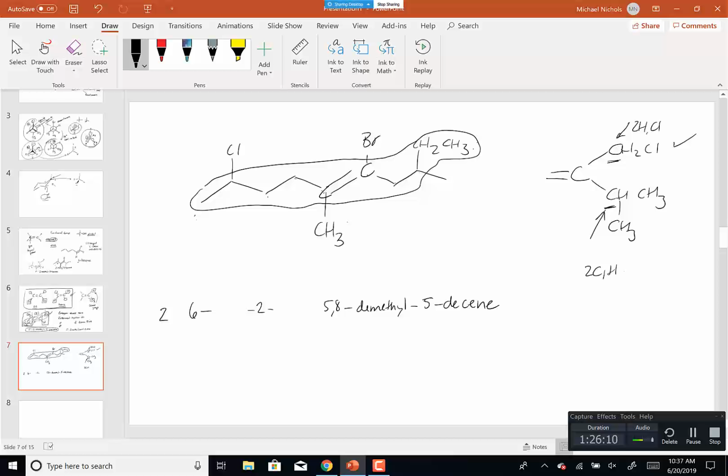So should we number left to right or right to left? Left to right? Or right to left? I got to number from the end closest to the first substituent or the double bond? Double bond takes priority. So if I number from right to left, it's 1, 2, 3, 4, and 5. If I number from the left, it's 1, 2, 3, 4, and 5. Tie. Okay, so what's going to break the tie?